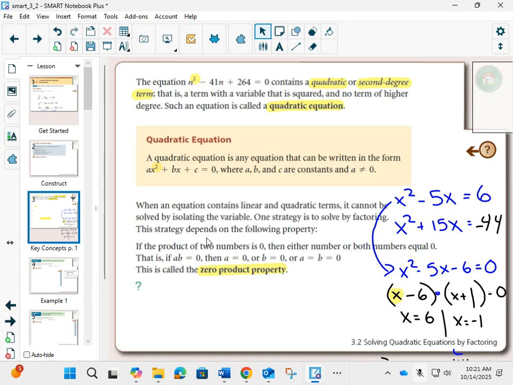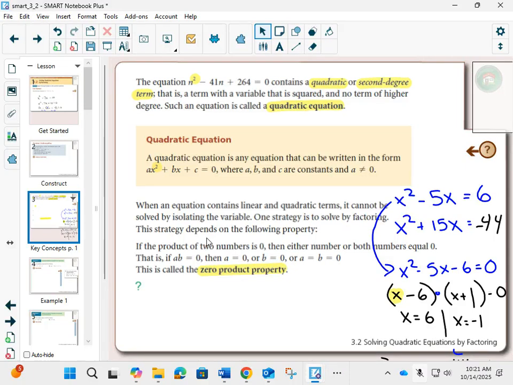So at the top of page 185, you can highlight quadratic equation. We are going to solve equations that have an x squared. And quadratic equations come in this form. Something squared, you could have a number in front of it, plus something times x, plus something.